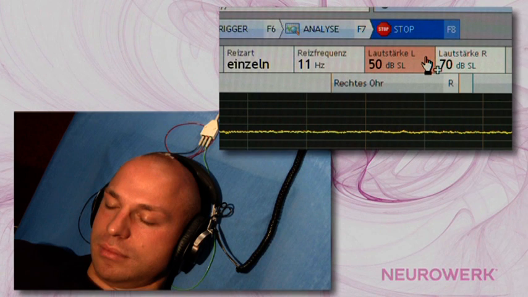Lower limiting frequency, 300 Hz. Upper limiting frequency, 3000 Hz. The limiting frequencies are stored in the setup settings of the Neurowerk EMG and cannot be directly changed. Obviously, the device settings should be configured to suit respective diagnostic requirements.